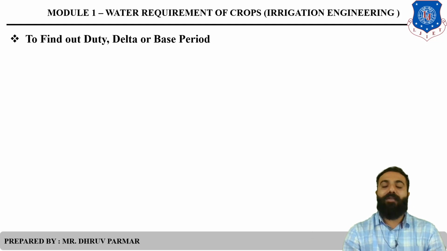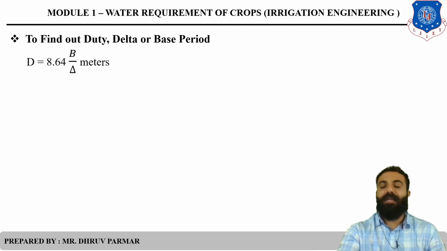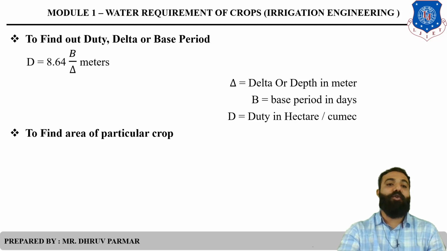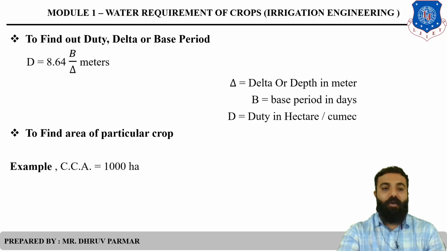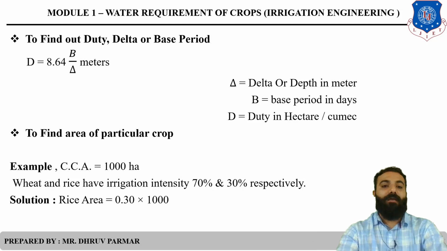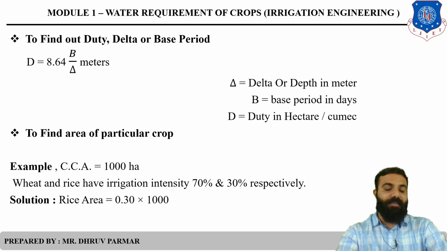These are some formulas which are very important for solving the examples. The first one is to find duty, delta and base period: D equals 8.64 B by delta. You know the notations. Next, to find the area of a particular crop: we have a CCA of 1000 hectares and the irrigation intensities are given as 70 and 30 percent respectively for wheat and rice. Rice has an intensity of 30%, so we multiply 0.30 by 1000 and get 300, which is the area of rice.